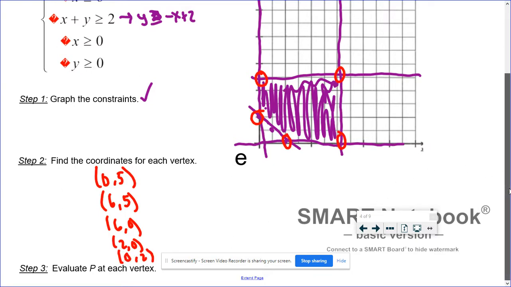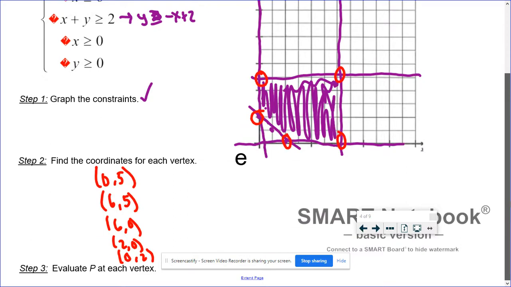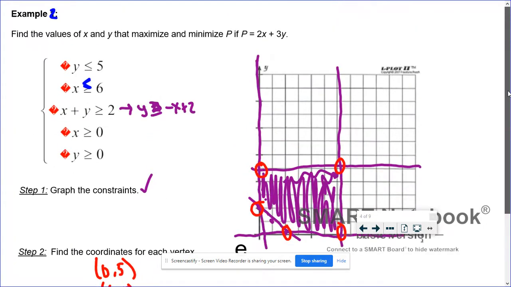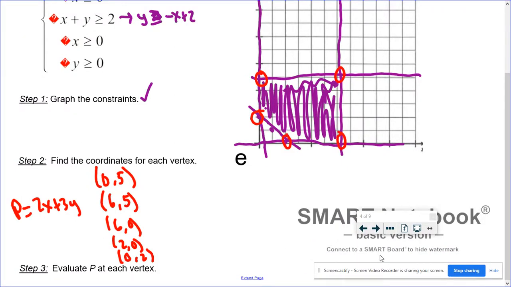Then the last part says evaluate each point in the function. So it's 2x plus 3y. We've got P is equal to 2x plus 3y, and we're going to maximize and minimize, so we'll get both answers. What makes it the biggest, what makes it the smallest?